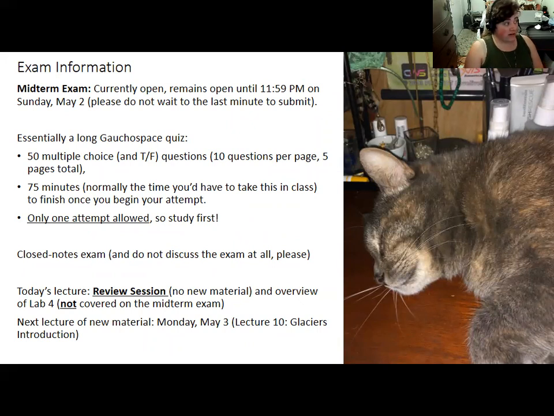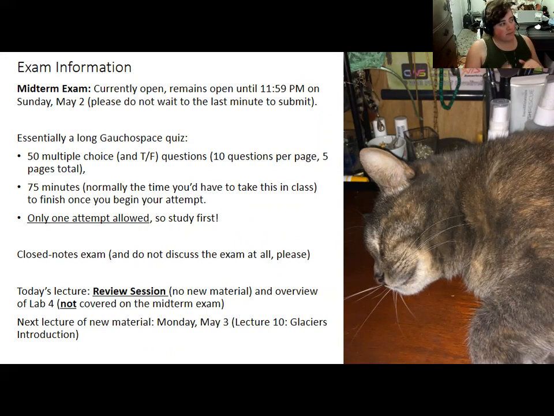It's 50 questions and you could probably get through 50 questions in a half hour, but you'd be rushing and wouldn't have time to check over anything. So the exam format is 50 questions that are all multiple choice or true or false. The questions are on 5 pages and you can go back and review your answers to previous questions once you've finished a page while you're in the middle of your attempt still.